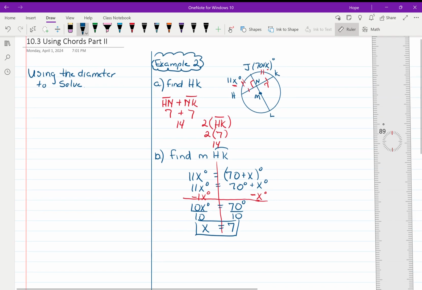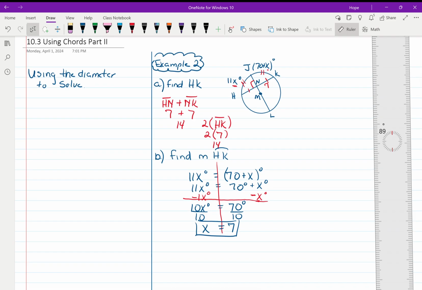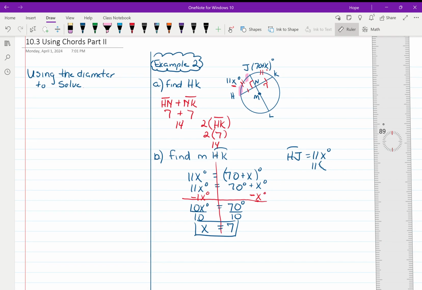Now I need to find what h to j is. So I'm going to find this part right here, h to j. All right, so I want to find my h to j arc piece. I'm going to plug in my 7. So I have equals 11x degrees. I'm just going to plug in 11 times 7, which is going to give me my arc hj, which is 77.